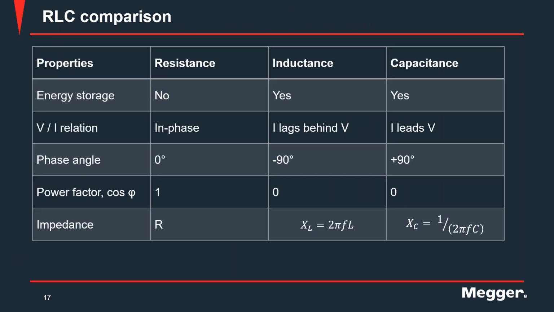Now, going by the phase angles that we saw on resistance, inductance, and capacitance, we get a power factor of 1 for a resistance and 0 for inductance and capacitance. We can also talk about the impedance here. The impedance is the opposition that's offered to current, and for a resistance, it's just a resistance, whereas for an inductance and a capacitance, the opposition that's offered, the reactance element, depends on the frequency. So the inductive reactance increases with the frequency of the voltage that's being applied, and the capacitive reactance decreases with the frequency of the voltage that's being applied.